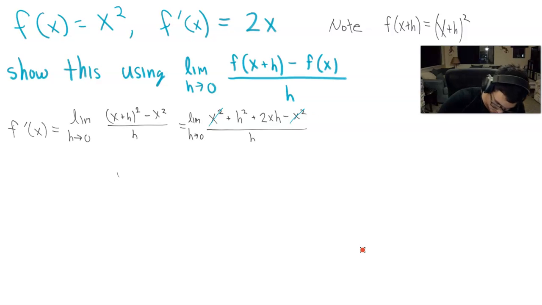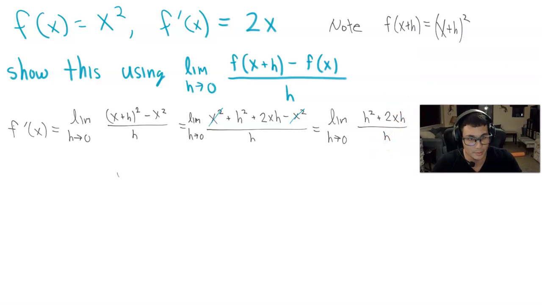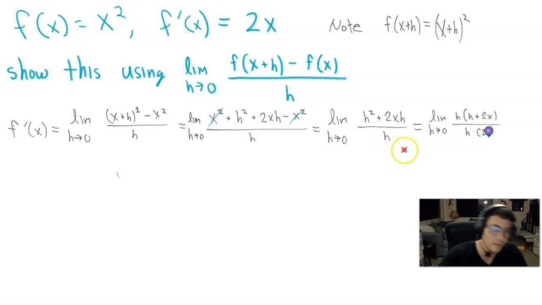So this is just equal to the limit as h approaches 0 of h squared plus 2xh all over h. Now notice that we have an h term here, an h term here, and an h term here. So what we can do is some factoring. If we factor as many h's out as we can, which is 1 h from the numerator and 1 h from the denominator, we get the limit as h approaches 0 of h plus 2x, over h times 1. And yes, those h's can cancel.